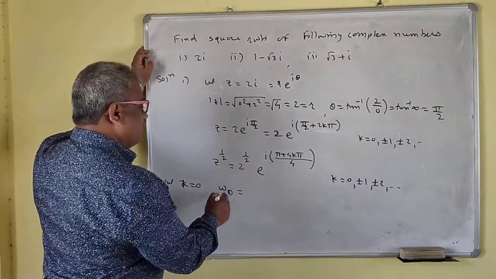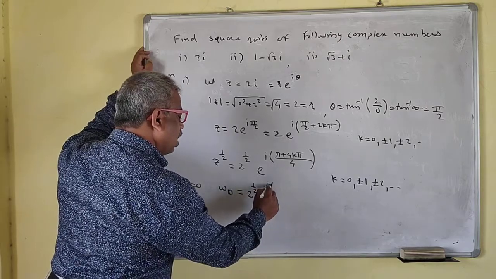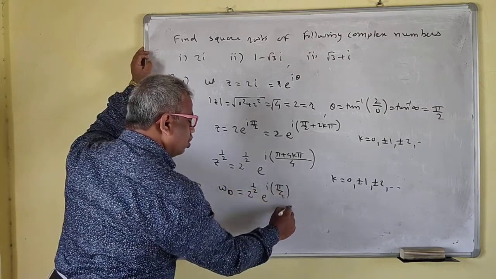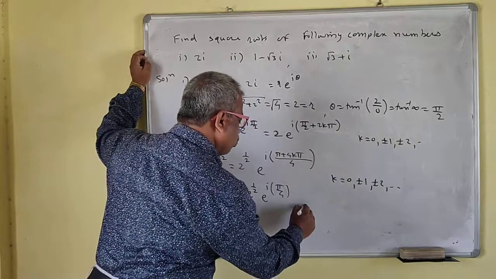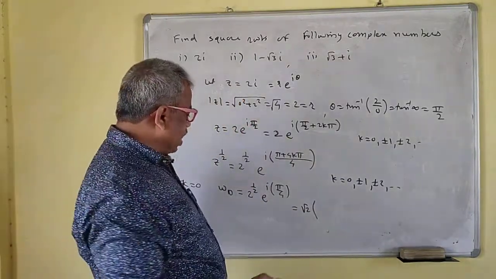So what is that then? For ω0, k is equal to 0 you have to put. So this is 2 raised to half, e raised to iπ by 4, which is the square root of 2 times e raised to iπ by 4. So we'll find this in the Cartesian form now.